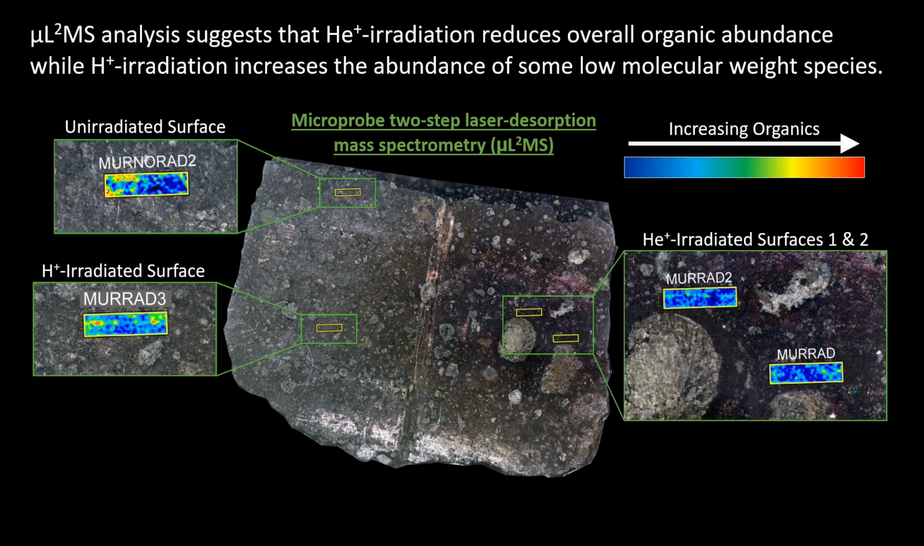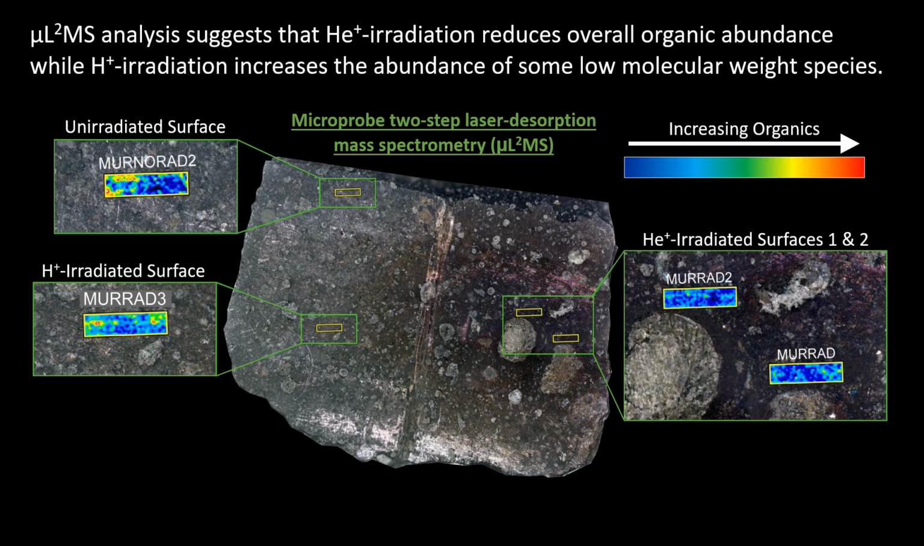Now onto the micro-L2MS analysis, which investigates the abundance and distribution of organic phases. So shown here is a chemical map obtained with the 118 nanometer photoionization laser, which measures nearly all organic free species. For reference, blue regions are low in organics, while red are high. Compared to the unirradiated surface, the helium irradiated map shows decreased organic content, while the hydrogen irradiated map doesn't show much change.